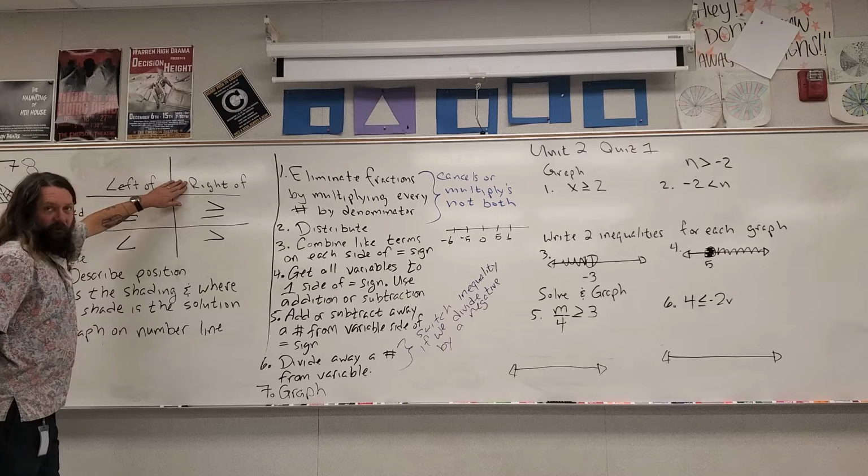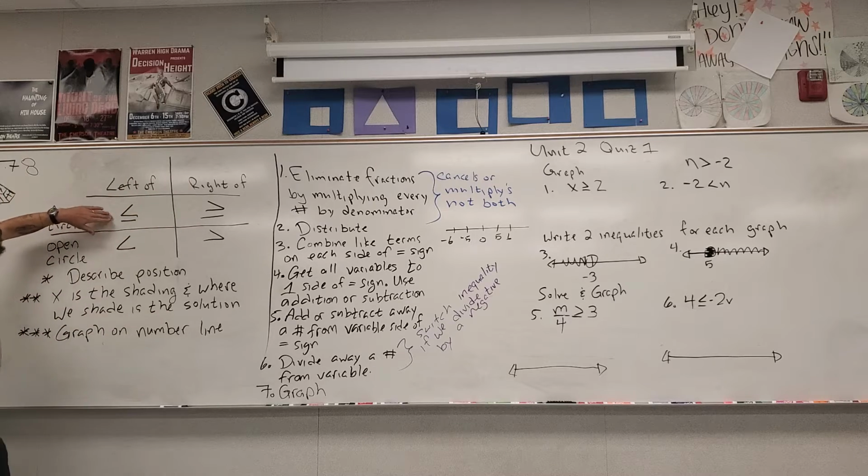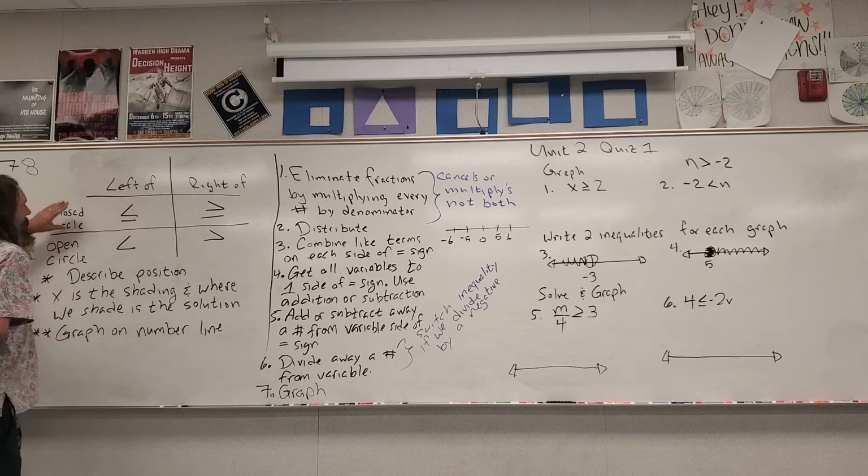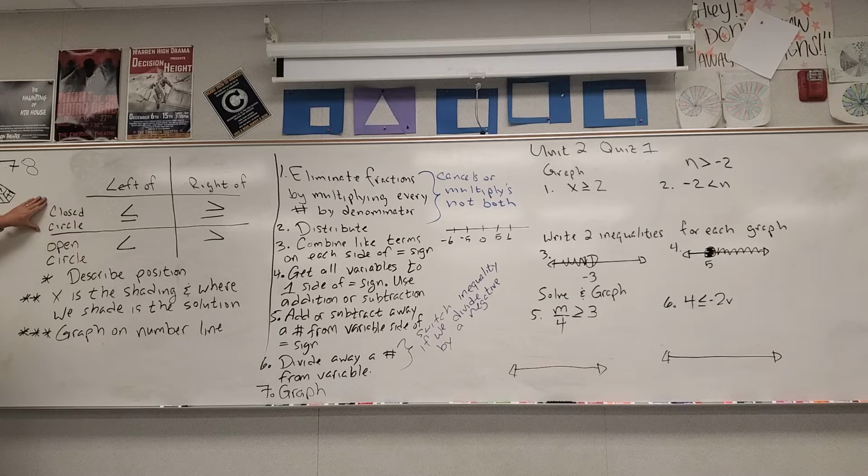This means right of. If I have less than or equal to, or I have greater than or equal to, that means I have a closed circle. This is the border of the shading, which we'll talk about in a second, but this counts as a solution, which we'll see here in a minute.